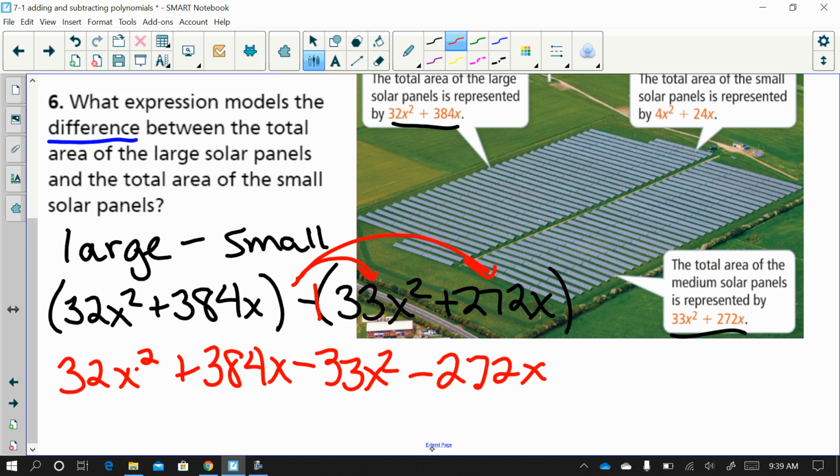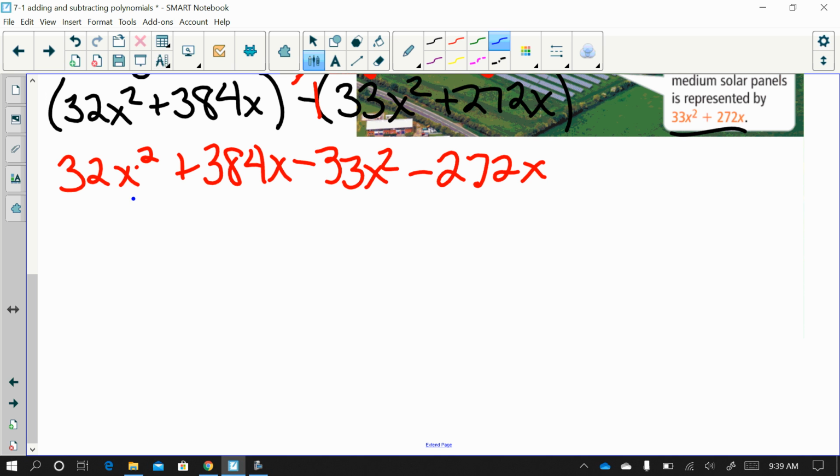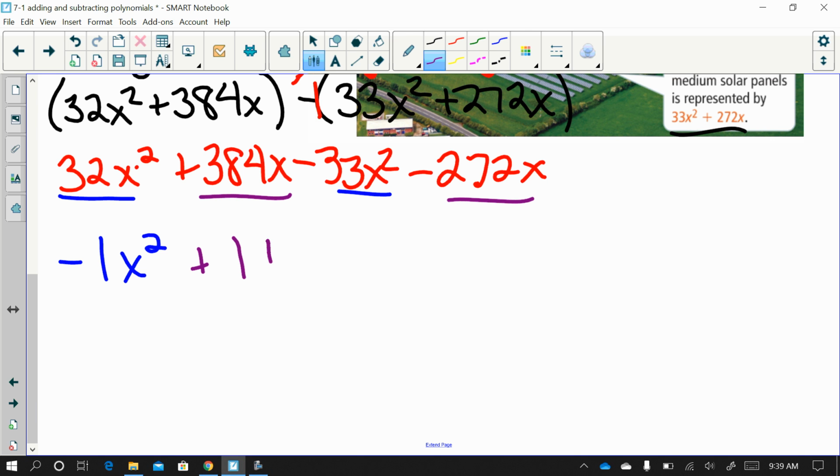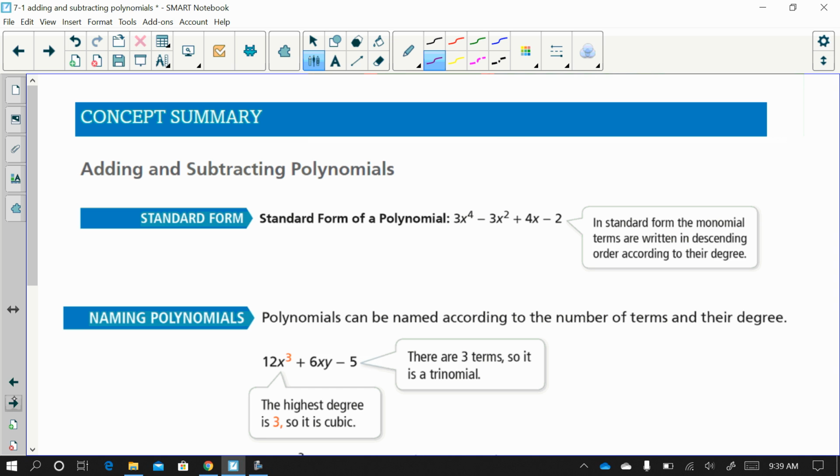From here, you're just combining like terms. The 32x squared minus 33x squared gives me a negative 1x squared. And then we're going to do 384 minus 272, which gives me 112x. Negative x squared plus 112x. And that's all it is.